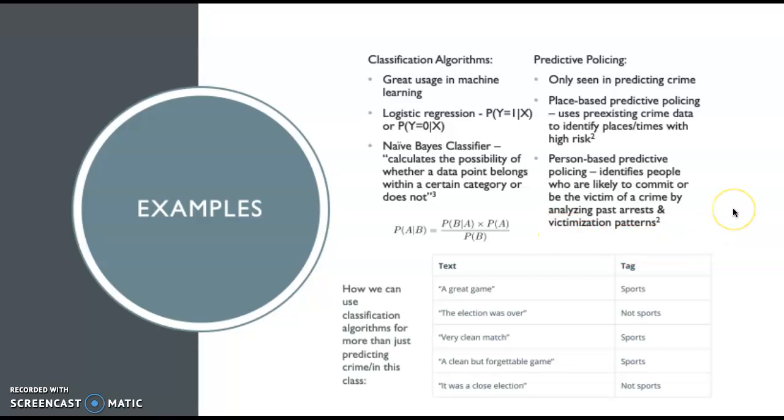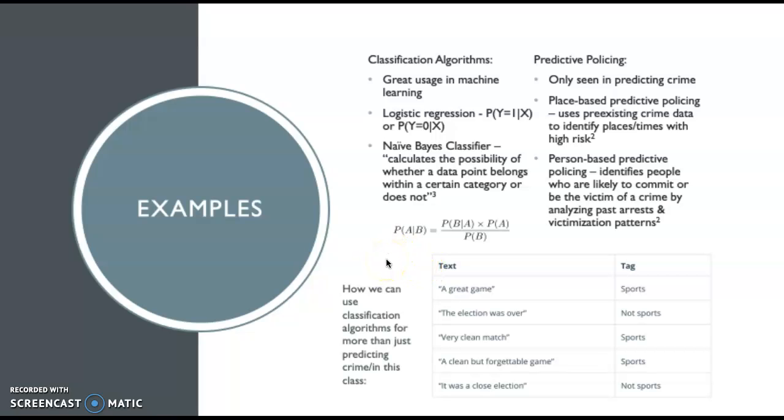Then predictive policing: it is only seen in predicting crime. There are two types: place-based and person-based. Place-based predictive policing uses pre-existing crime data to identify places and times with a high risk. And then the person-based predictive policing identifies people who are likely to commit or be the victim using the victimization patterns that we've seen in the data. So both of the predictive policing ones are very different. One's about people and one is about place and time. And then the classification algorithms use the data to sort and then say crime, no crime. This is a violent crime, this is not a violent crime.